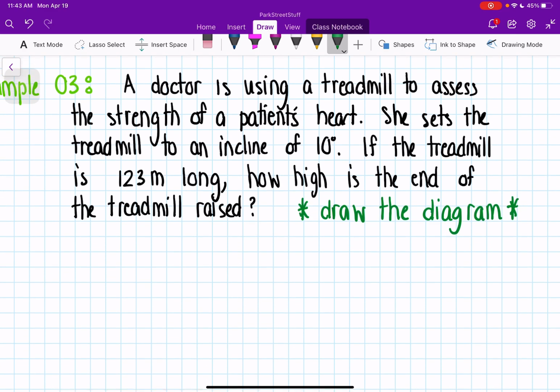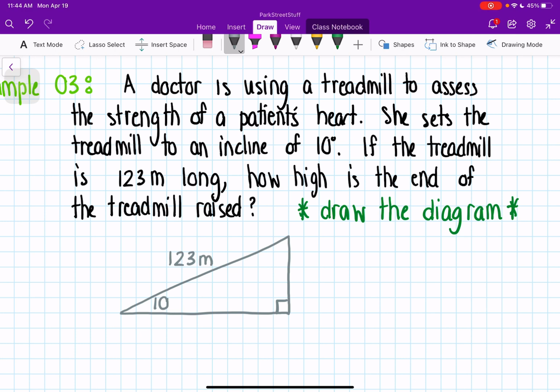So a doctor is using a treadmill to assess the strength of a patient's heart. She sets the treadmill to an incline of 10 degrees. If the treadmill is 123 meters long, how high is the end of the treadmill raised? Okay, so let's put all of this into a diagram. So we have the treadmill being raised, and so that's going to be the 90-degree angle. We've raised it to an incline of 10 degrees, so we know that's 10. We know that the entire length of the treadmill is 123 meters, so that's that amount.